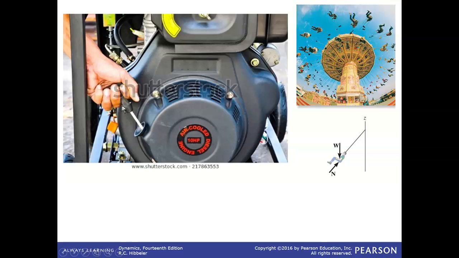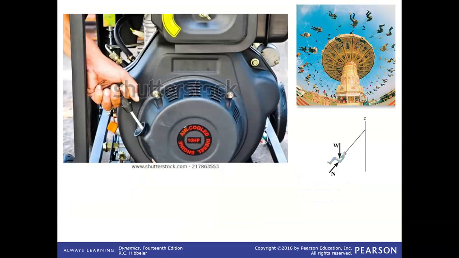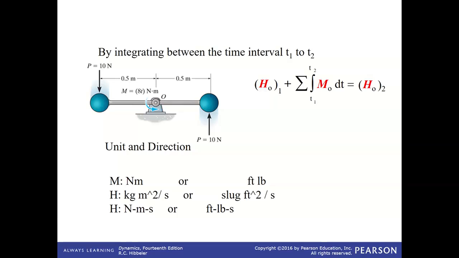Now when a person pulls the lever, he applies moment to the pulley. So he applies force at some distance away from the axis of rotation. That results in moment. So net moment will change the final angular momentum of the pulley and the pulley starts spinning. As per this equation, the initial angular momentum of the pulley is 0. This middle term is the angular impulse applied by pulling the lever, and that results in rotation of the pulley with some final angular momentum. We have already talked about the units.